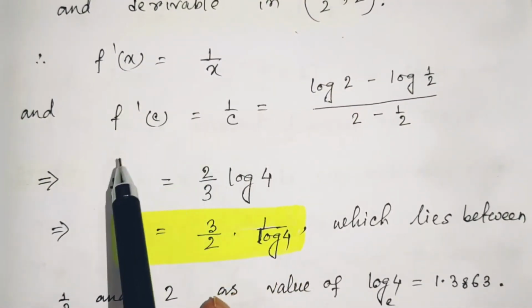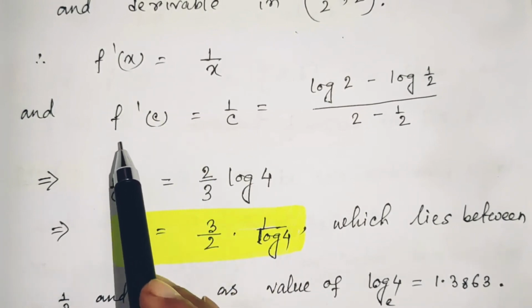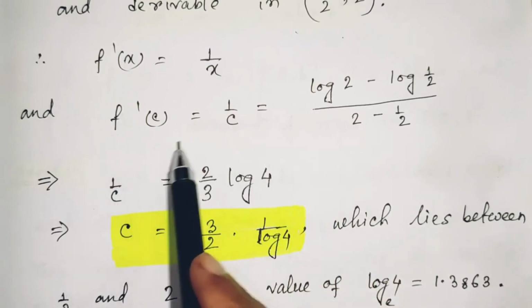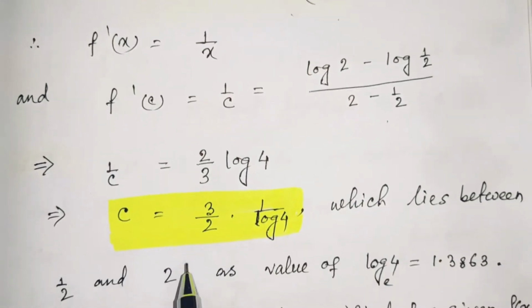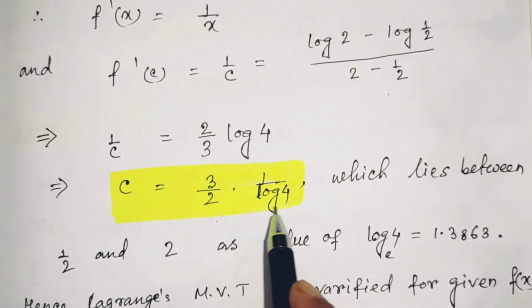Now if we take the Lagrange mean value theorem and substitute all those values, then we will find that the C value is 3 by 2 log of 1 upon log 4.